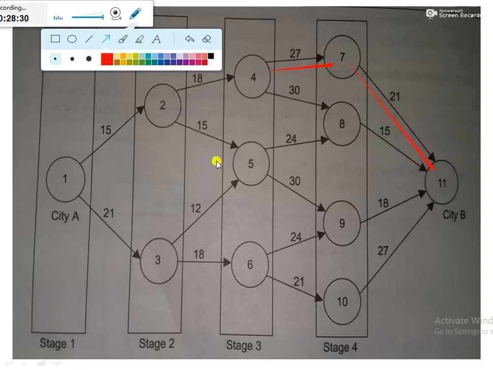that is equal to 48 hours. Similarly, if the traveler opts for this route, that is from node 4 to node 8, it will take 30 hours, and after reaching node 8, there is only one option, that is 8 to 11, and it will take 15 hours. So total time taken between 4 to 11 would be 15 plus 30, equal to 45 hours.